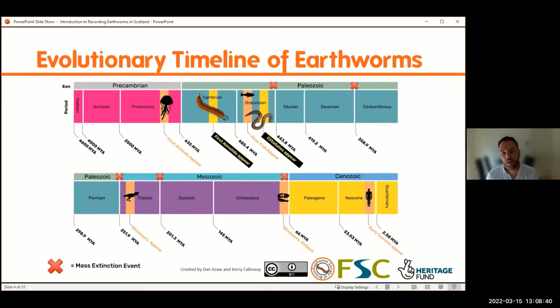The red crosses on this slide indicate mass extinction events. So the reason I've got this up here is just to show that earthworm-like creatures have been around for a long, long time, a lot longer than us newcomers to the planet, and they've survived 5 mass extinction events. So they're here for the long run. Dinosaurs, if we look by comparison, they're a lot more recent than earthworm-like creatures, and they only survived 1 mass extinction event. The second one finished off the last of the dinosaurs.